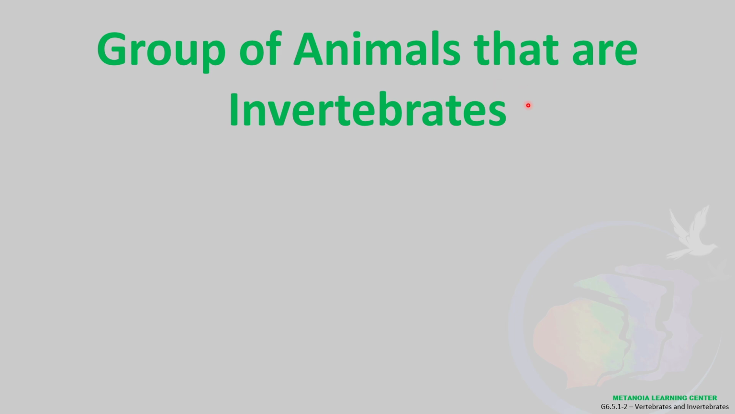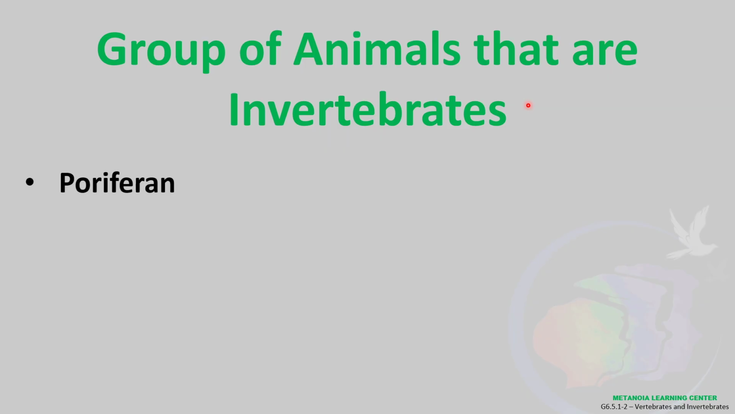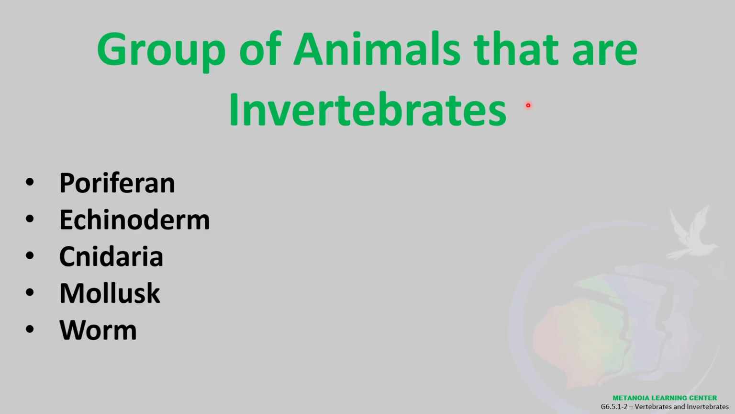Group of animals that are vertebrates. So, basically, what we discussed earlier were the types or groups of animals that are vertebrates. Here, we have the groups of animals that are invertebrates. We have the Poriferan, Echinoderm, Cnidaria, Mollusk, and Worm. Again, Poriferan, Echinoderm, Cnidaria, Mollusk, and Worm.